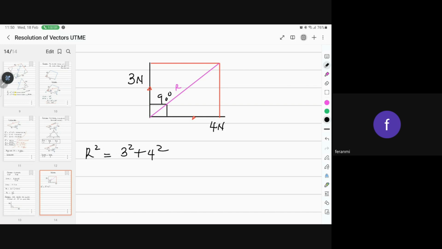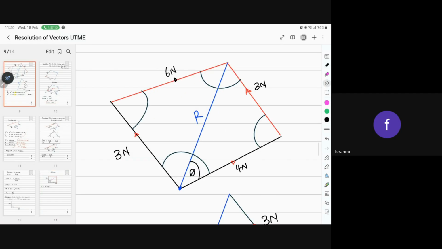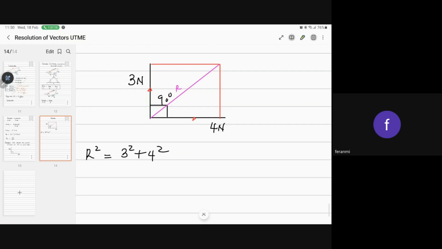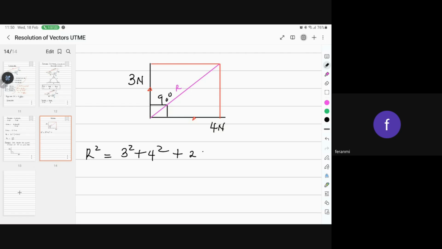That is 90 degrees. 90 is not really acute, but let's apply that as an acute angle here. So minus acute is plus. Acute is plus, guys. So let's continue. So plus 4 squared, so plus 2 times 3 times 4 cos 90 degrees.